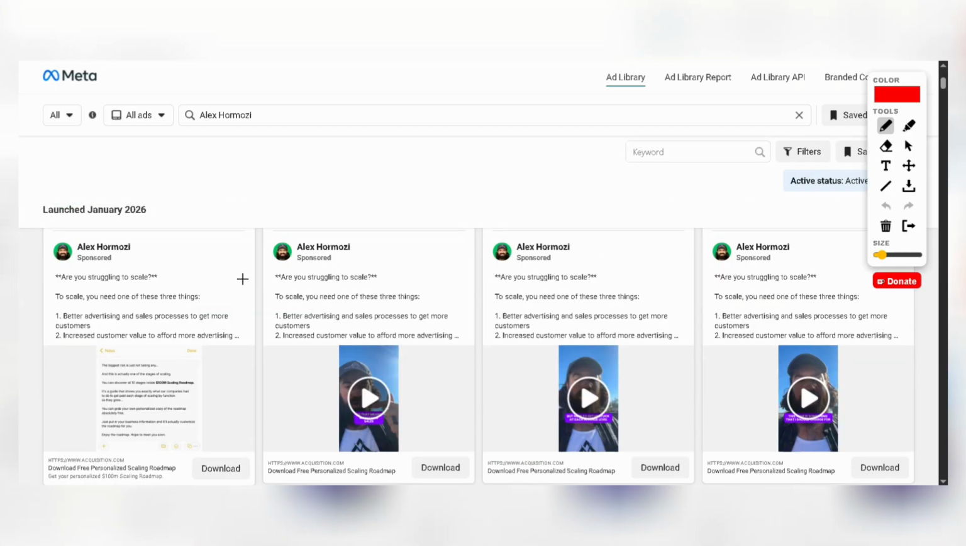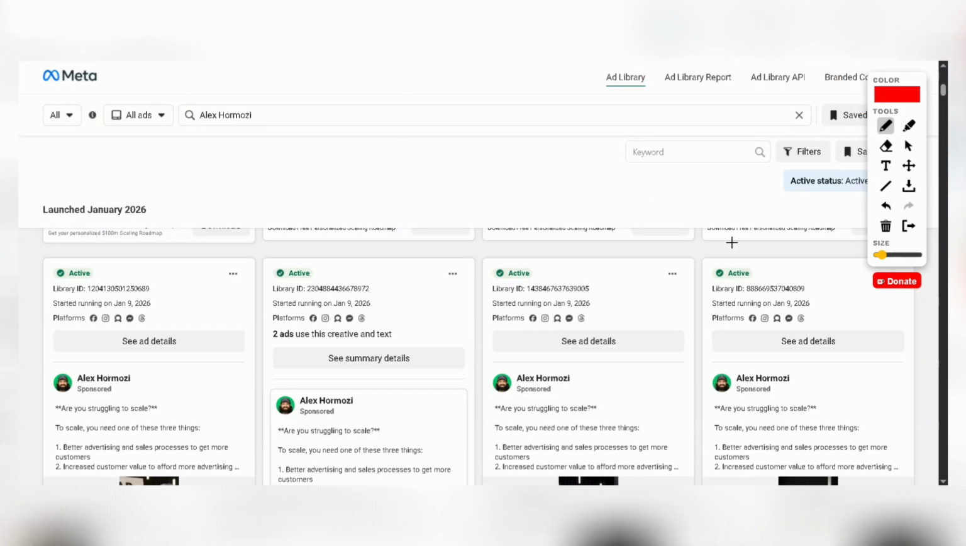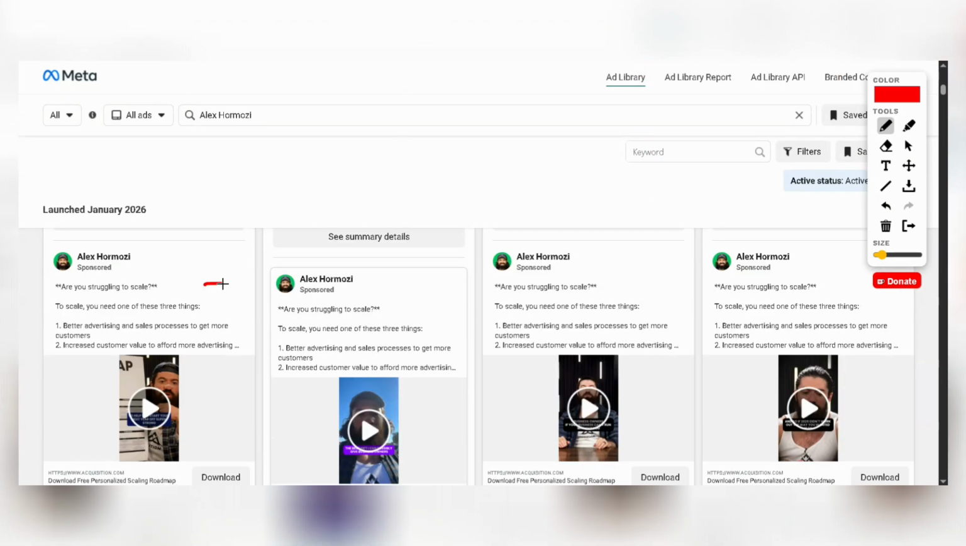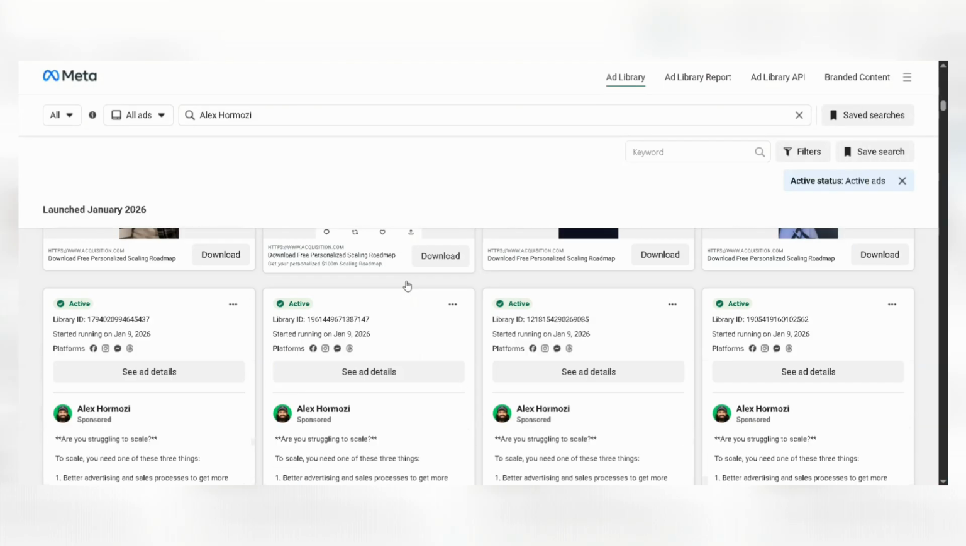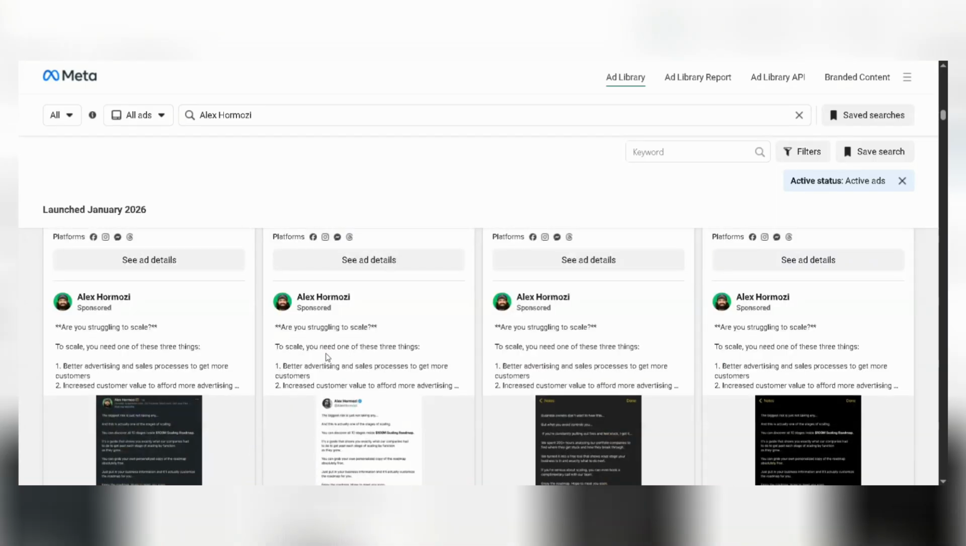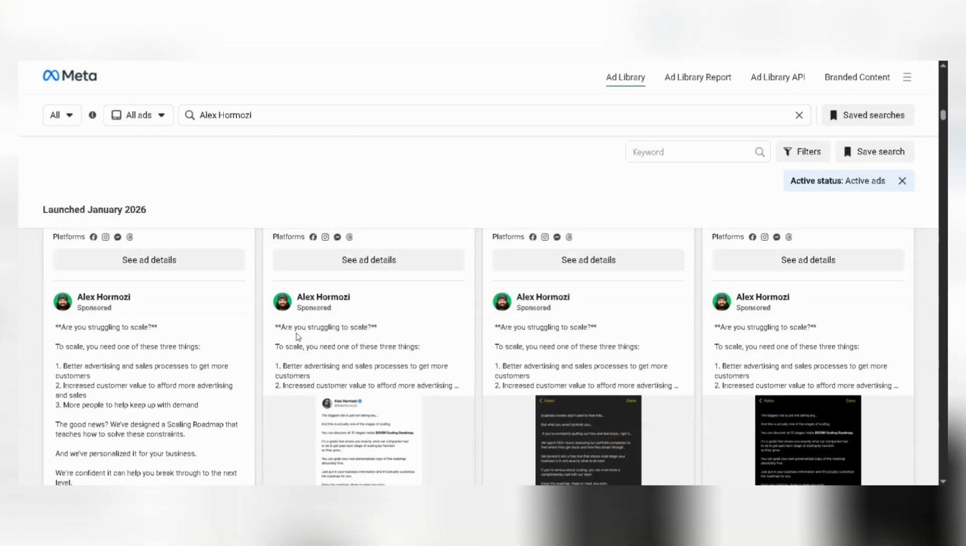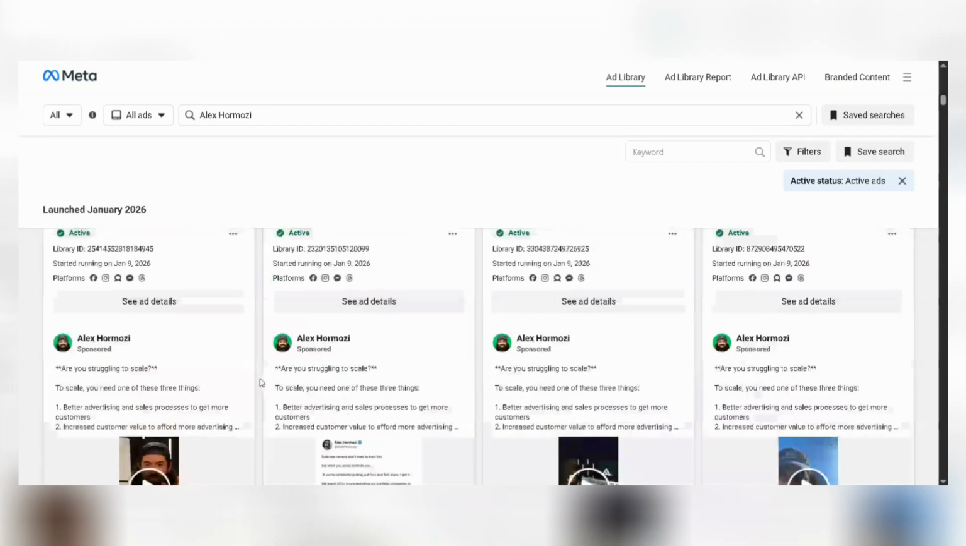Here's the thing. For example, "Are you struggling to scale?" This is once, twice, thrice, four, five times, and you can just keep going. Same thing, same thing. It's the same ad a bunch of times. Look at how many times it is the exact same ad, with the same copy all the way.